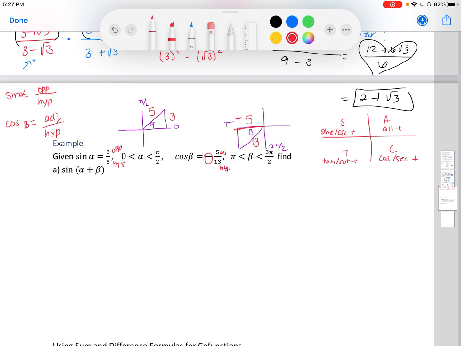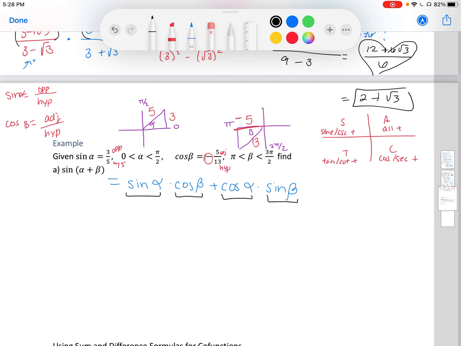Okay, how are we going to use all this? Well, our goal is to evaluate sine of alpha plus beta. To evaluate, I need the equation, which is sine of alpha, or A, times cosine of beta plus cosine of alpha times sine of beta. So I need to take the time to find all of these values.